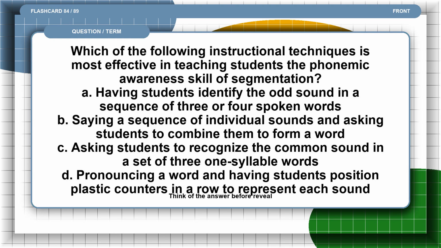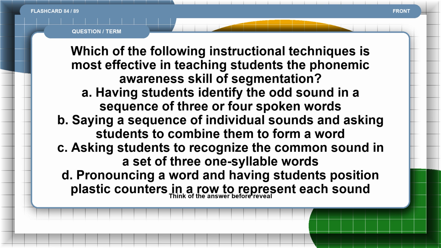Flashcard 84. Which of the following instructional techniques is most effective in teaching students the phonemic awareness skill of segmentation? A. Having students identify the odd sound in a sequence of 3 or 4 spoken words. B. Saying a sequence of individual sounds and asking students to combine them to form a word. C. Asking students to recognize the common sound in a set of 3 one-syllable words. D. Pronouncing a word and having students position plastic counters in a row to represent each sound.